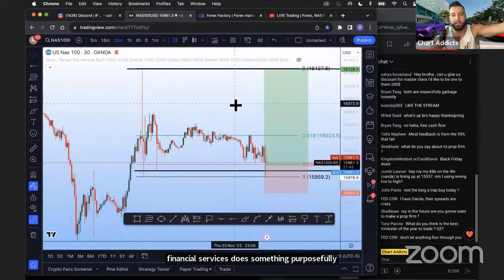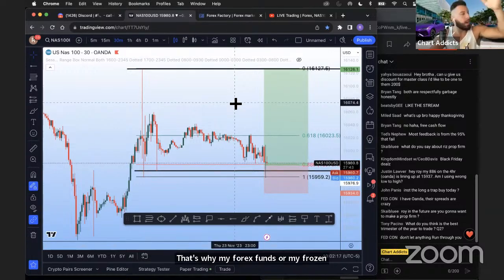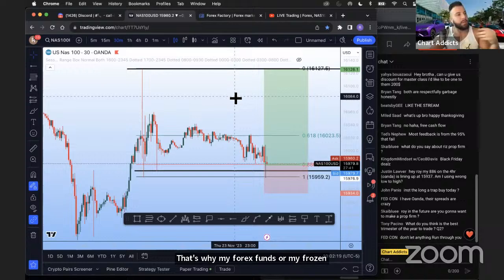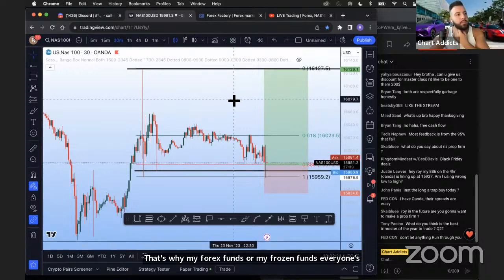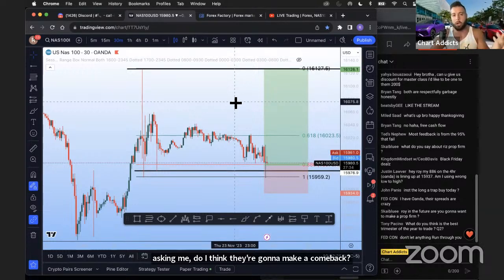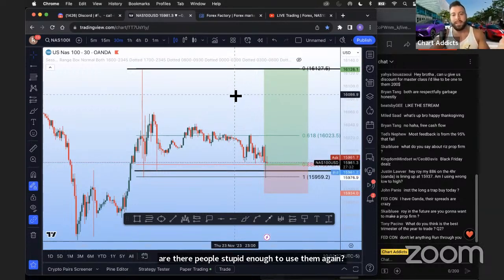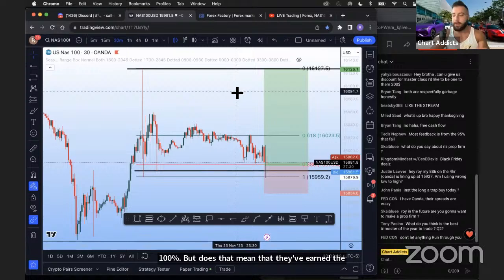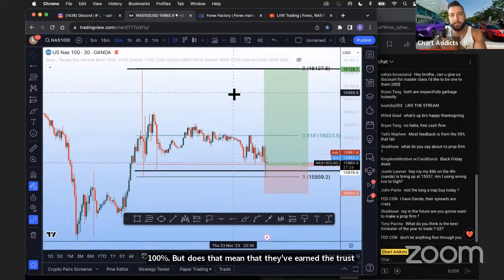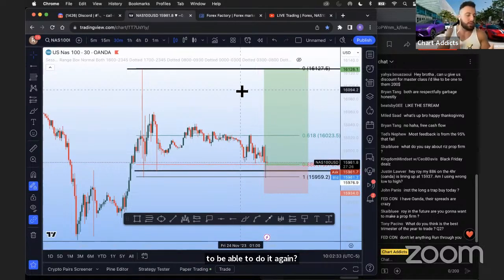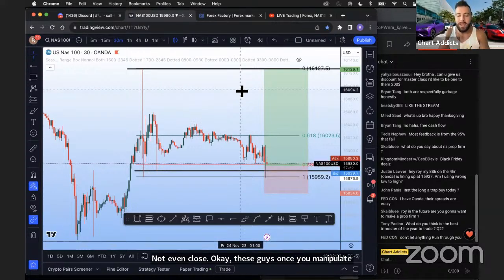That's why my Forex Funds, or my frozen funds, everyone's asking me, do I think they're going to make a comeback? Do I think people will use them again? Are there people stupid enough to use them again? 100%. But does that mean they've earned the trust to be able to do it again? Not even close.